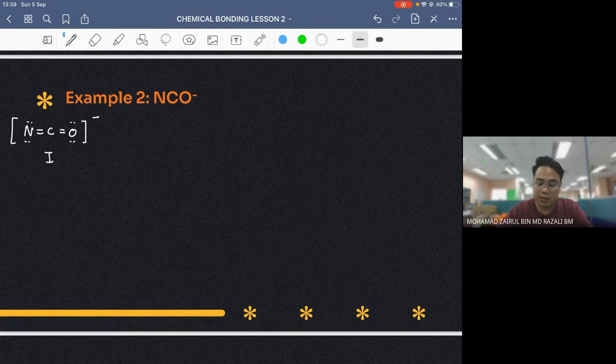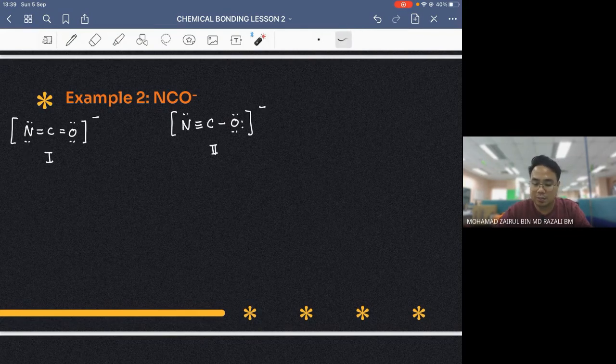So structure 2. Ingat nak lukis possible Lewis structure tu, awak gerakkan je bond tu, as long as everything is octet, then that's fine. So lagi satu possibility kita boleh buat, N kita triple bondkan dengan C, single bond dengan O. So N ni ada 2 lone pair sini, oksigen ni ada 3 lone pair elektron. So this is structure 2. Structure 3 pula, tadi yang ini kita dah triple bondkan nitrogen. So sekarang kita try triple bondkan oksigen.